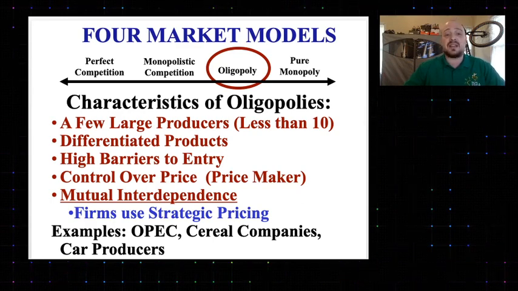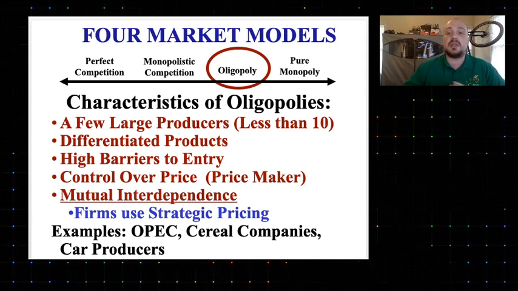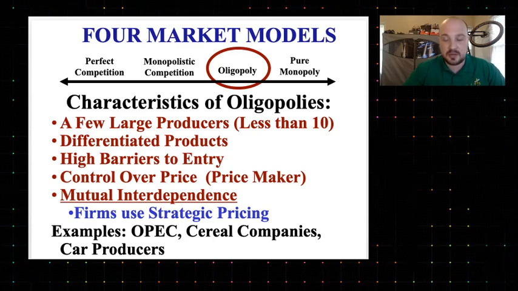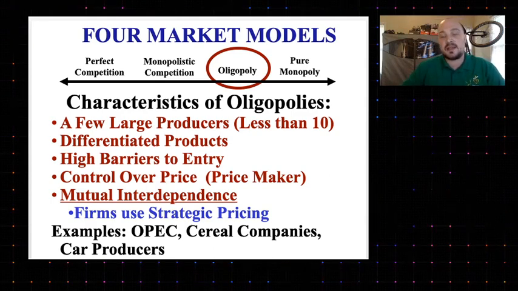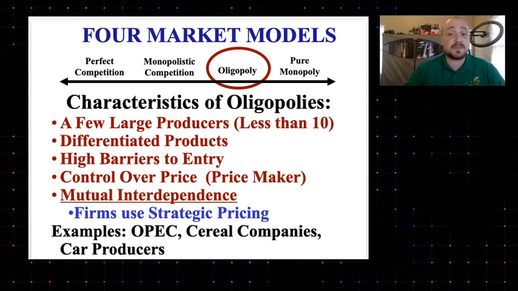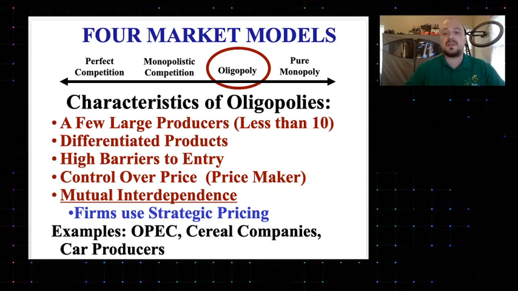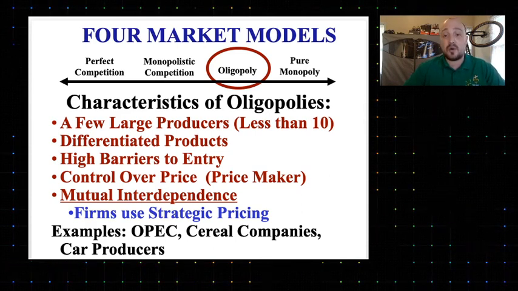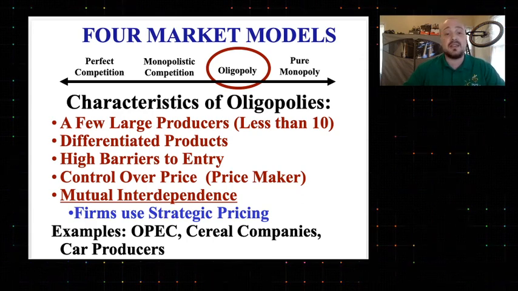The last characteristic of an oligopoly is that these firms are mutually interdependent. These firms are totally reliant on each other. When iPhone comes out with a new feature, it affects Samsung, and when Samsung comes out with a new feature, it affects iPhone. When T-Mobile has a special, it affects Verizon and AT&T. Because there are so few of them, these businesses rely on each other for their profit and revenue. When one business acts, it affects the other.